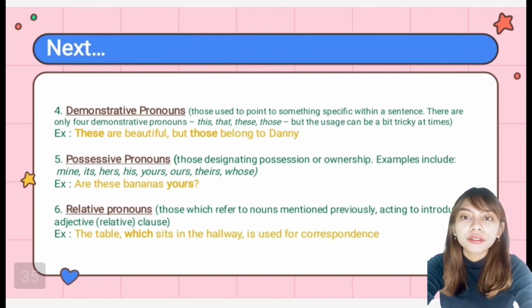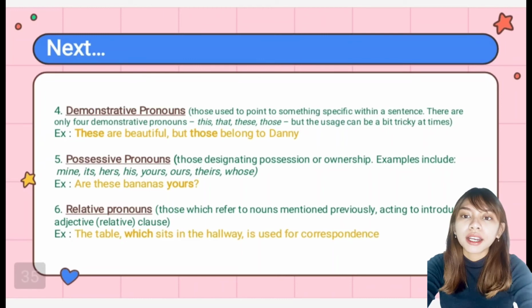Next, number 5, it is possessive pronouns. What is possessive pronouns? Those designating possession or ownership. For example, including mine, its, hers, his, yours, and else. And the example is: are these bananas yours? So yours is asking for ownership of the bananas itself.